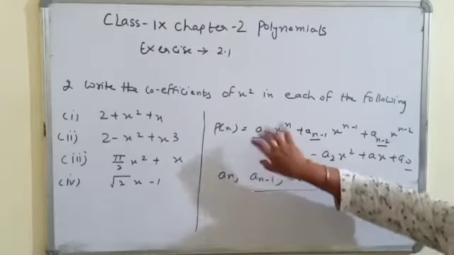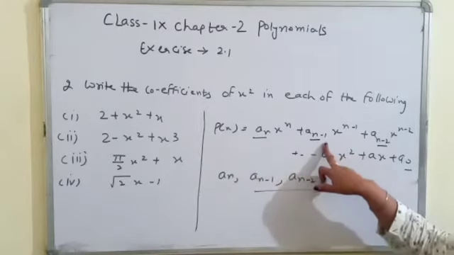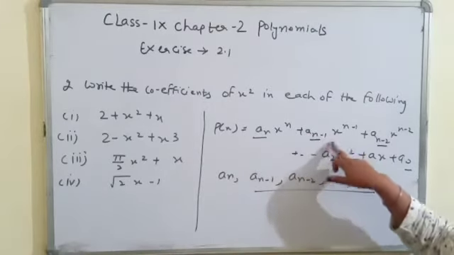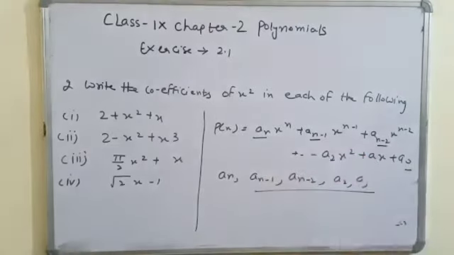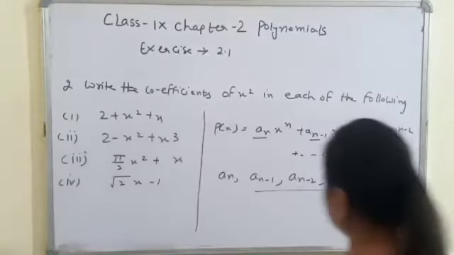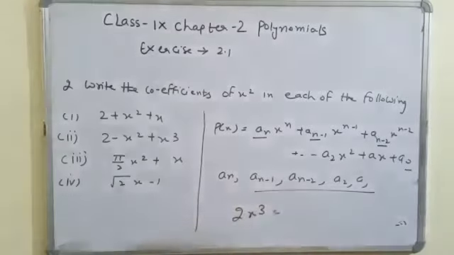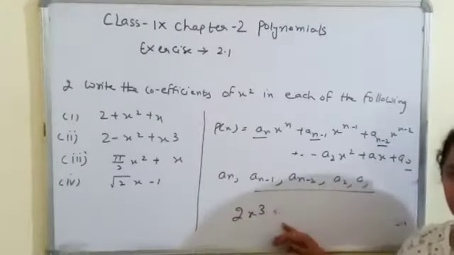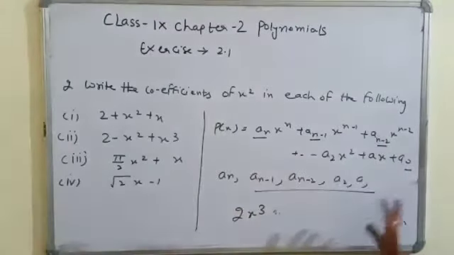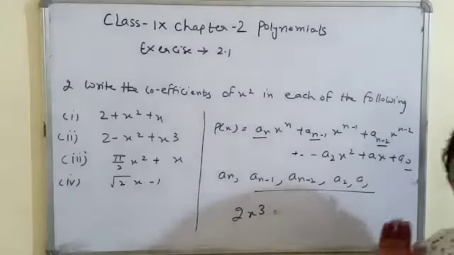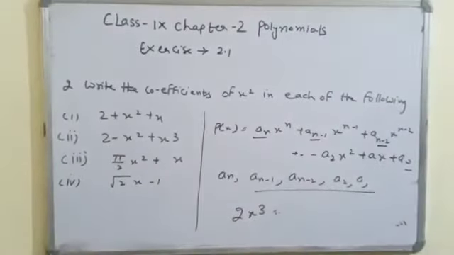You can see here x n, the first term, a n x n. So what is a n here? a n is a constant value and that is the multiple of the variable. Again you can see in the second term a n minus 1 into x n minus 1. So the multiple of the variable is called its coefficient. Let's take one more example. Suppose 2x cube. What is the coefficient of x cube here? The multiple of x cube is 2. So the coefficient is 2. So we can say that in any term, the constant multiple of any variable is called the coefficient. Now in this question we have to find out the coefficient of x square.